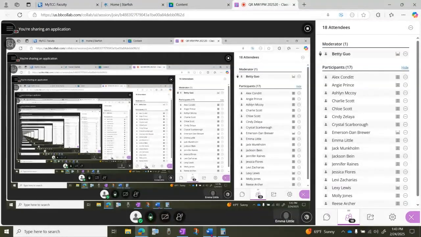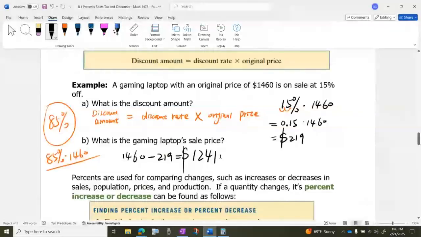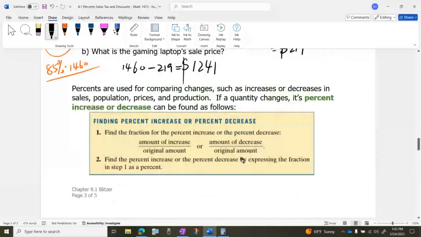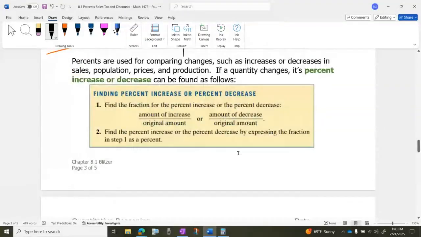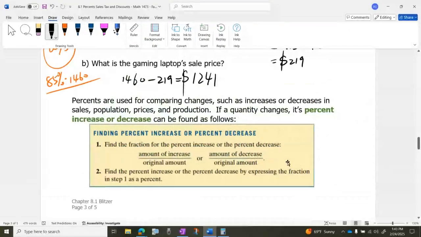Let's go back to notes. Next, we are going to talk about percent increase and percent decrease. A lot of times, for example, you work with a company, they always have meetings and explain what's going on with the company, right? Like the sales this month compared with last month, how many percent up or how many percent down? That is talking about percent increase and percent decrease.